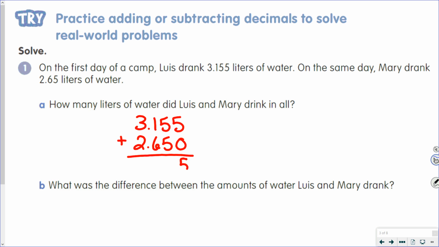5 plus 0 is 5. 5 plus 5 is 10. 1 plus 1 is 2. Plus 6 is 8. Bring your decimal point down. 3 plus 2 is 5. So 5.805 liters.